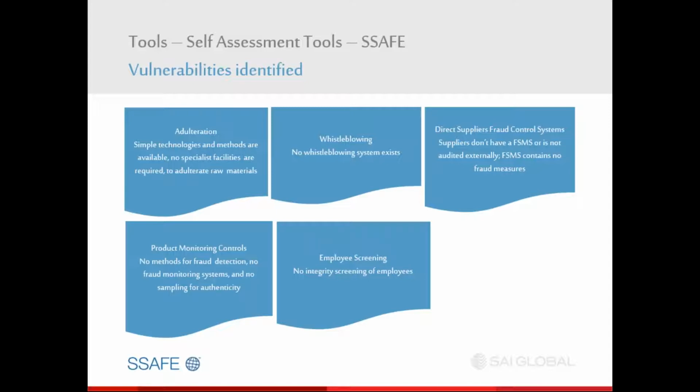Direct suppliers, product monitoring control. So that's within your systems. You have QA checks in place. And employee screening, because employee screening is also a very important part, because you've got to know who's coming to your building, check their backgrounds.